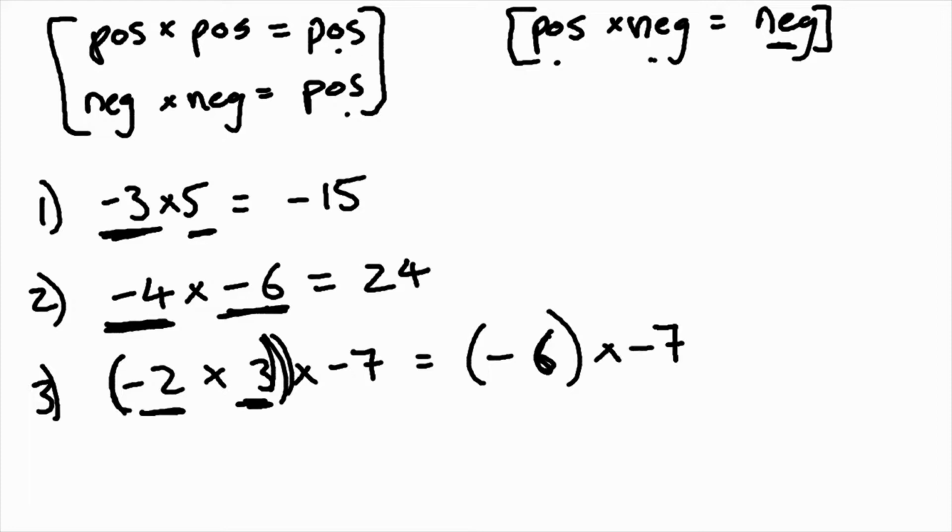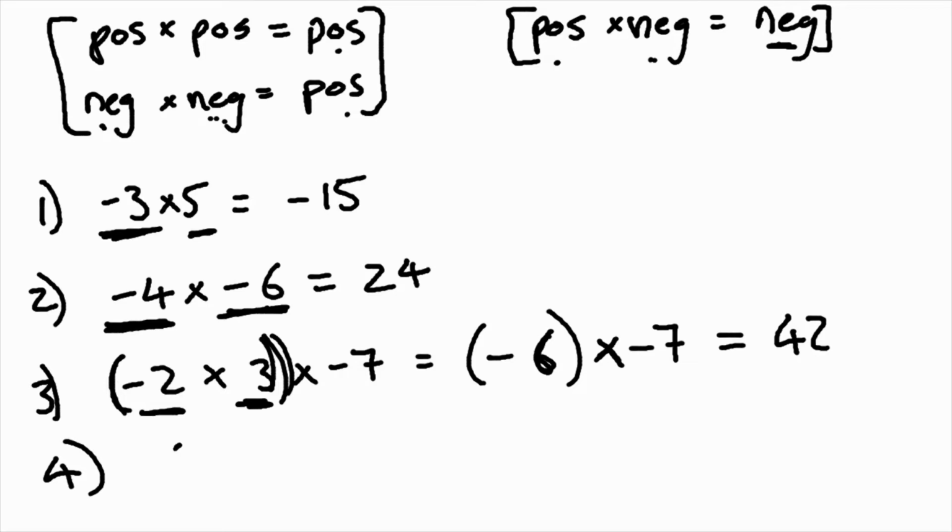And we are still multiplying it by -7. -6 and -7 are both negative. They're the same sign, so our answer is going to be positive. 6 times 7 is 42. So our answer to question 3 is positive 42.